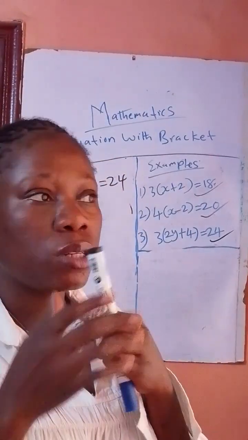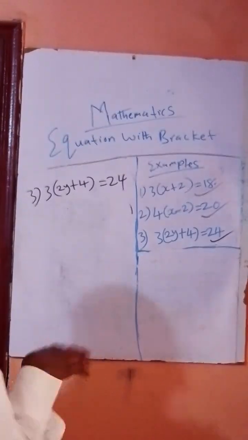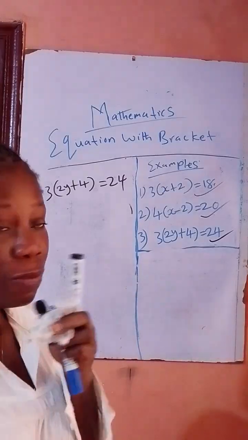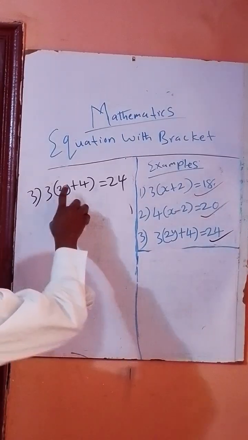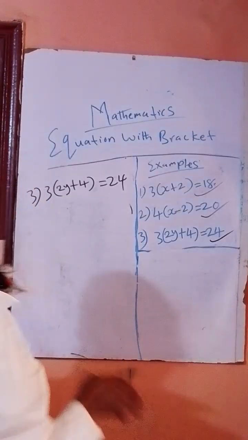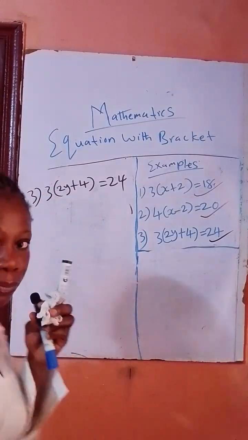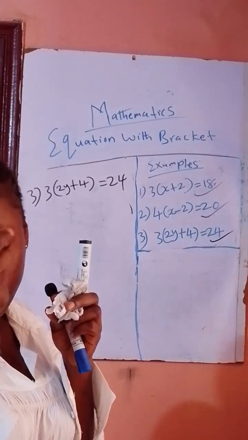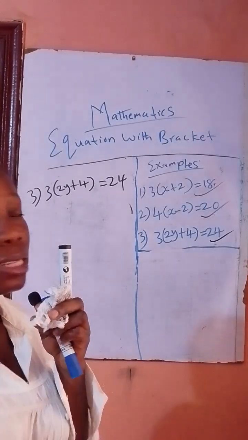This last one is a little bit different, because the ones that we have been solving before, there is no number here. It is always either x, it can be any letter, but there is no number here. I will take my time to explain this one because this is our last example.